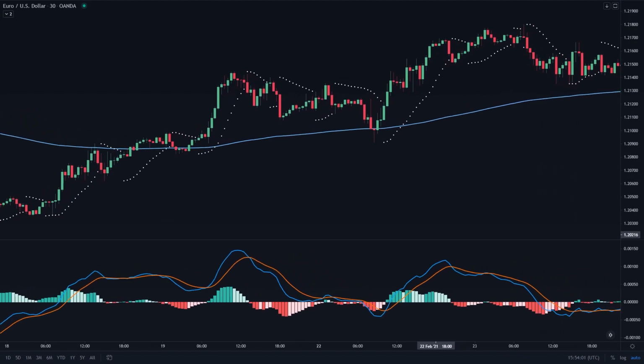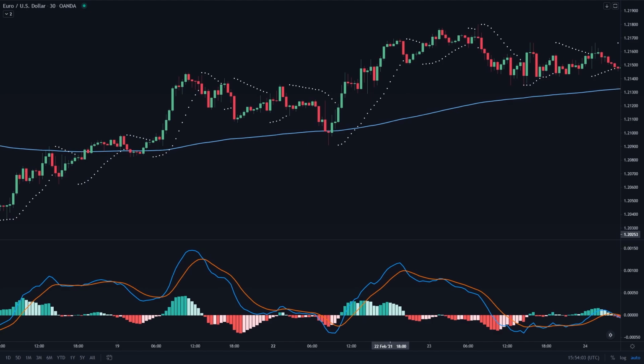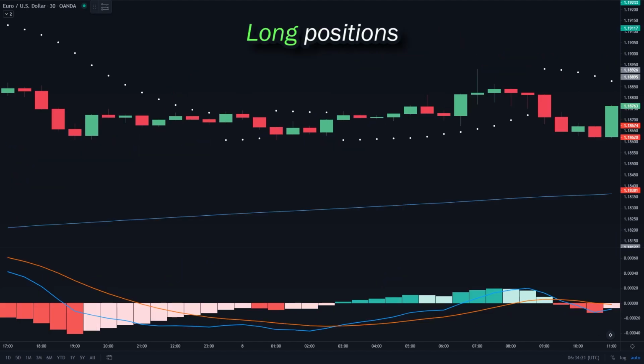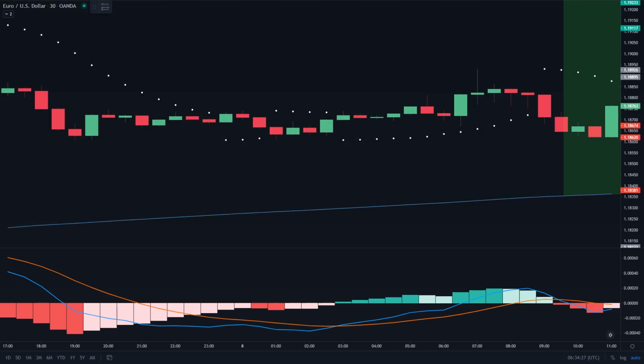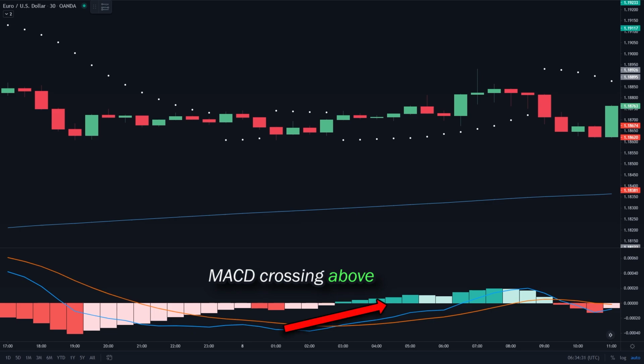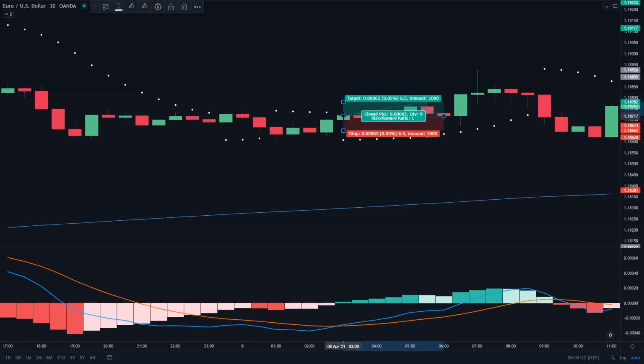So now, this is how you trade the full strategy. So, let's start with long positions. The first step is you need to make sure that the price is above the 200 EMA. The next thing you need to see is the MACD line crossing above the signal line while the Parabolic SAR is positioned below the candle like this. And so this will be your long entry.